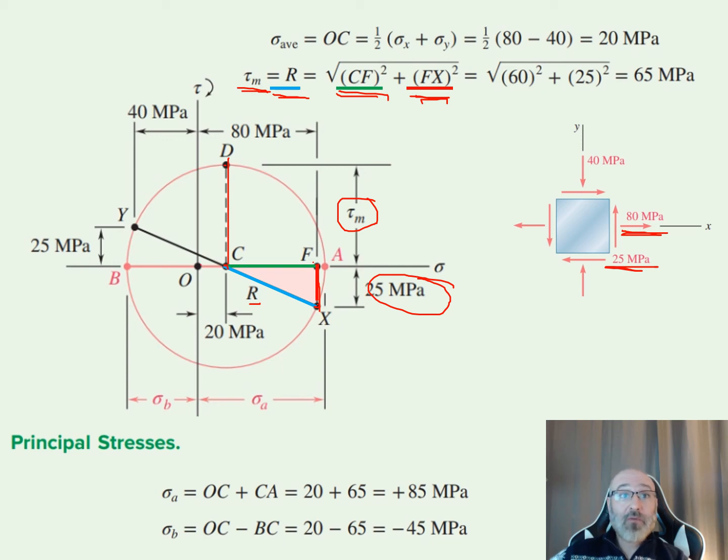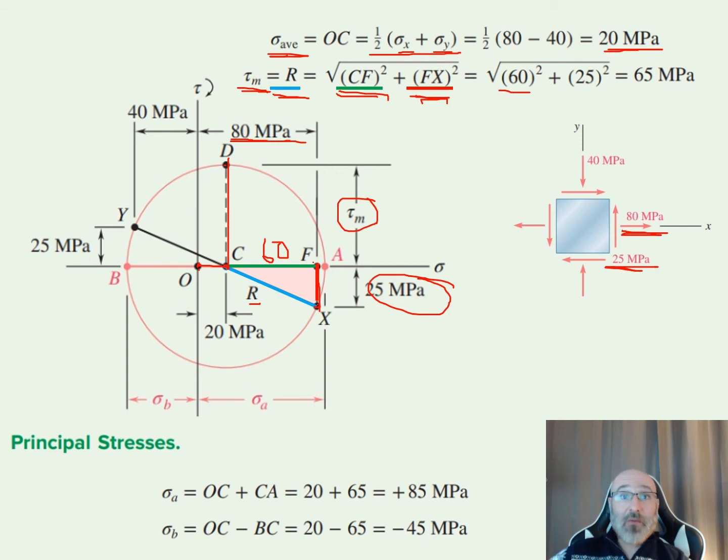So if we come out from our point O right here out to our point F, this is going to be our 80 right there. We've also already calculated that our sigma average right there was 20 megapascals by looking at 1/2 of the sum of our sigma x and sigma y, taking the average of those right there. So that's that 20 right there from O to C. So if we have those two right there and we see that this total distance is 80 and this distance is 20, then 80 minus 20 would give us our CF distance of 60. So we can write this in right there as our CF is 60.